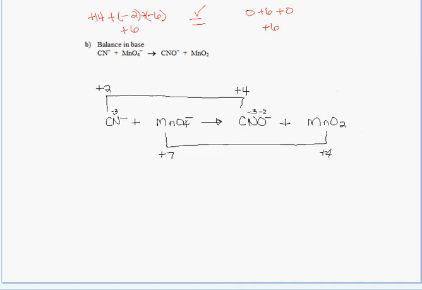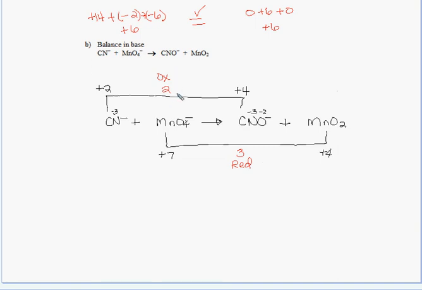We're now going to go ahead and calculate the difference in charge. So between 2 to 4, we are now losing 2 electrons. Whoops, that's not an R, that should be an oxidation. Between 7 and 4, we are gaining 3 electrons. So that's going to be our reduction.